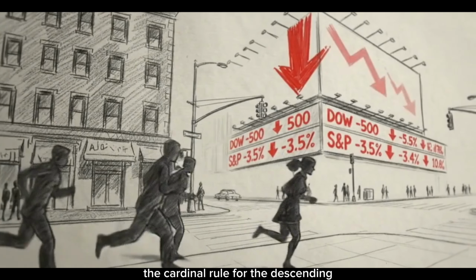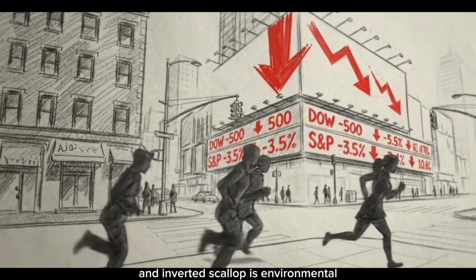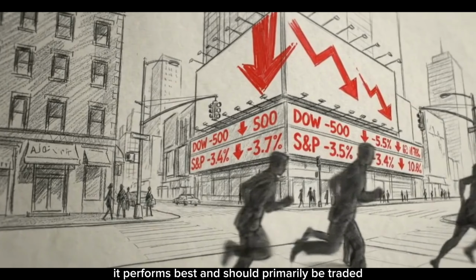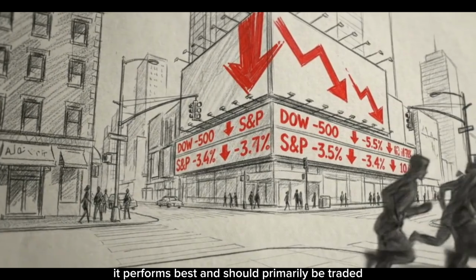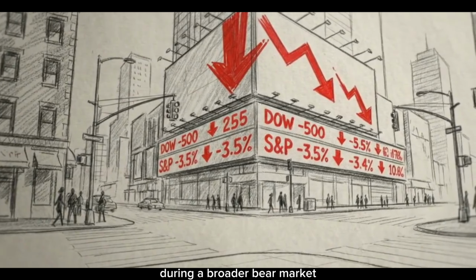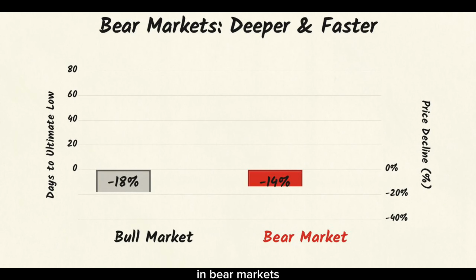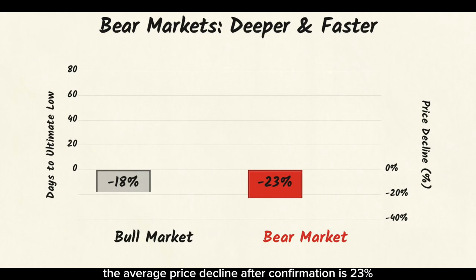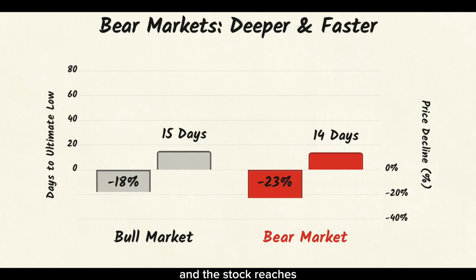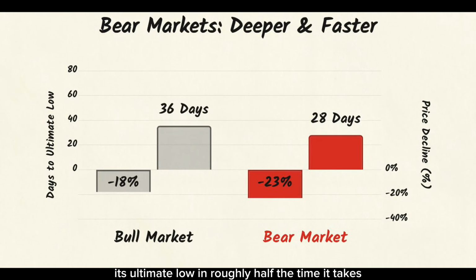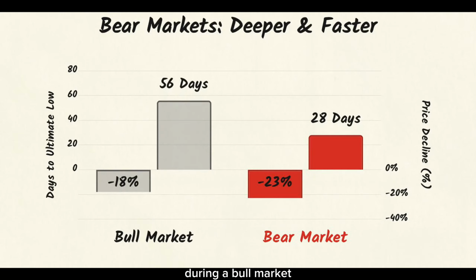The cardinal rule for the descending and inverted scallop is environmental. It performs best and should primarily be traded during a broader bear market. The data supports this restriction. In bear markets, the average price decline after confirmation is 23%, and the stock reaches its ultimate low in roughly half the time it takes during a bull market.